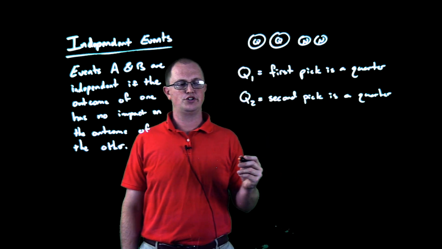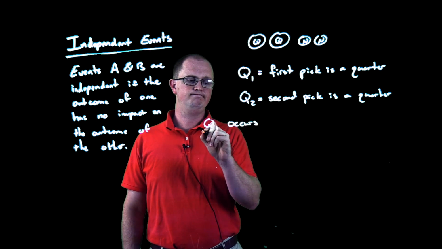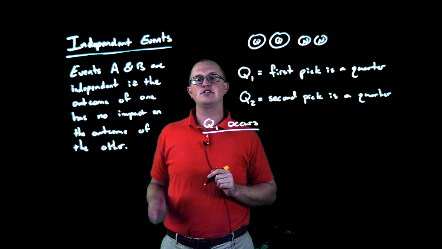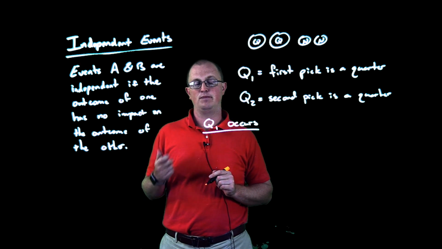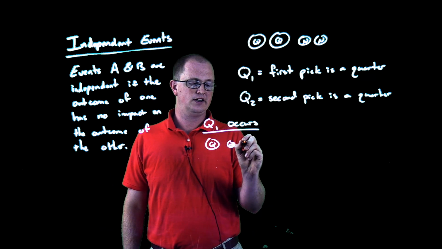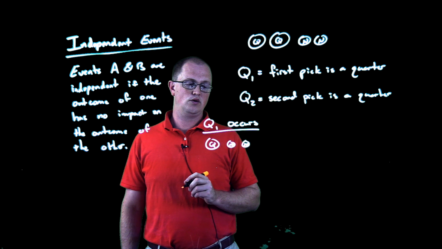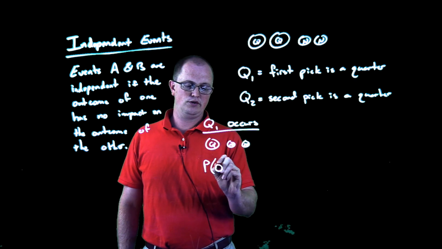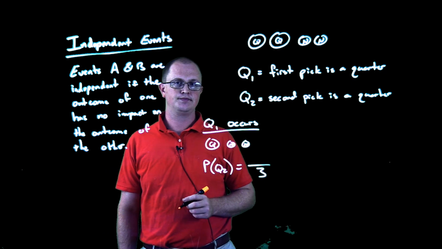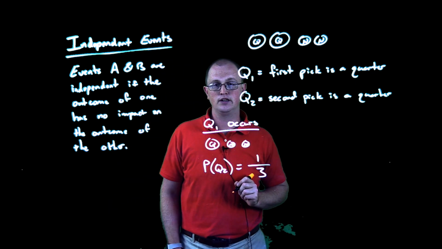So our first situation is Q1 occurs. So in the situation where Q1 occurs, that means that she did pull a quarter the first time. That means what's left in her pocket are 3 coins, a quarter, and 2 nickels. And so our probability of Q2 occurring in this case, we have 3 coins. Let's again say that they're all equally likely, but we only have 1 quarter. So our probability here of Q2 occurring is 1 out of 3.